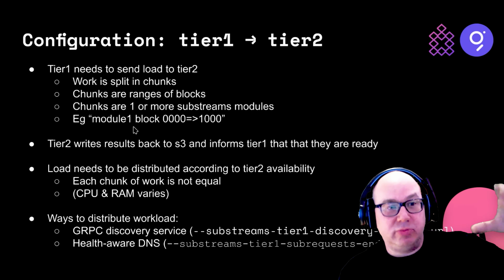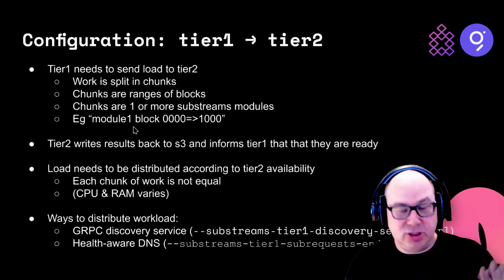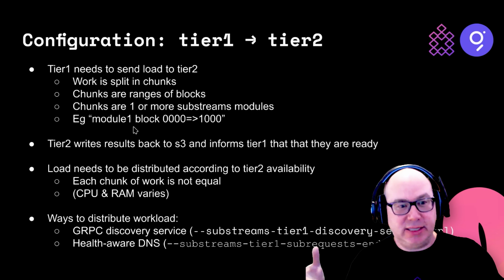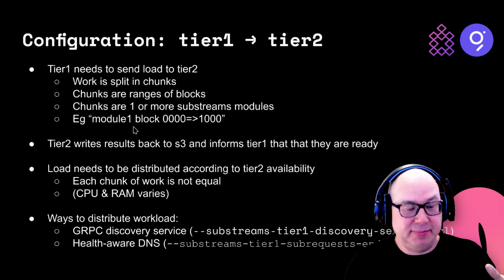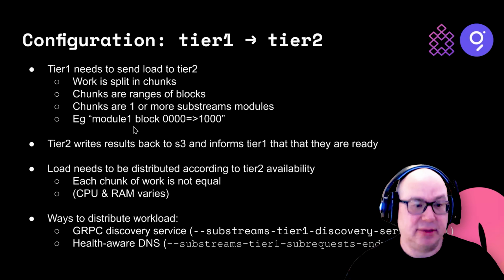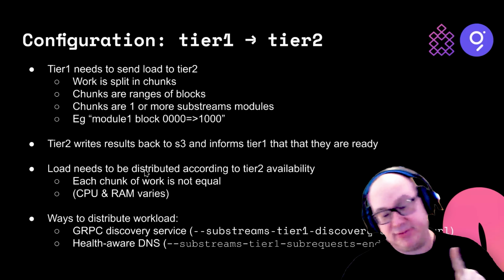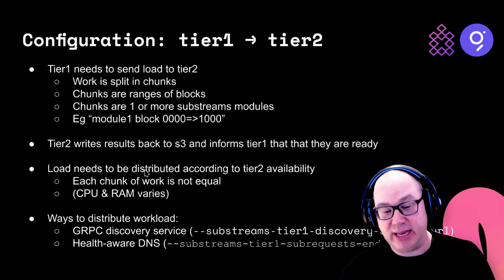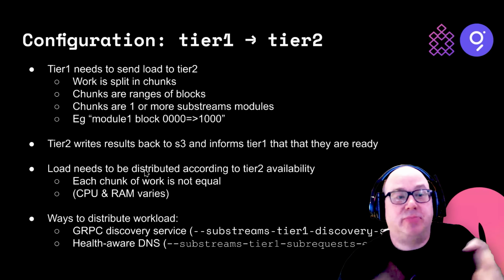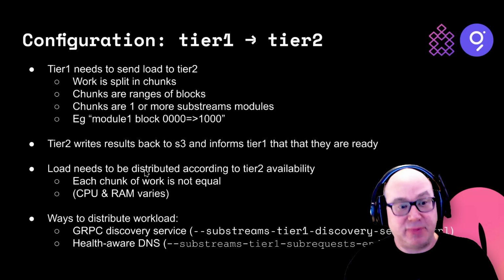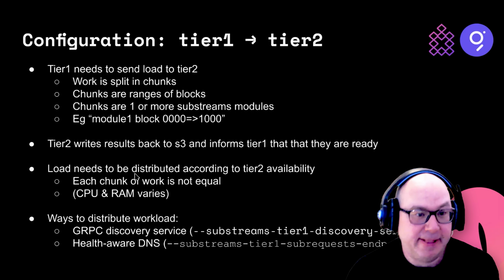Okay, so tier 1 needs to split up the work and then send the work to the tier 2 nodes. Tier 2 nodes are stateless. They just get whatever work they need to do, process it, write the results back to S3, and then they wait for the next thing. A tier 2 node can process multiple things at once. It doesn't have to just do one, because maybe a tier 2 node is a machine with multiple CPUs in it. Well, you don't want to just use one CPU. You want to use a bunch, right? So tier 2 nodes can accept multiple jobs at once, and we'll see how to control that in a second.